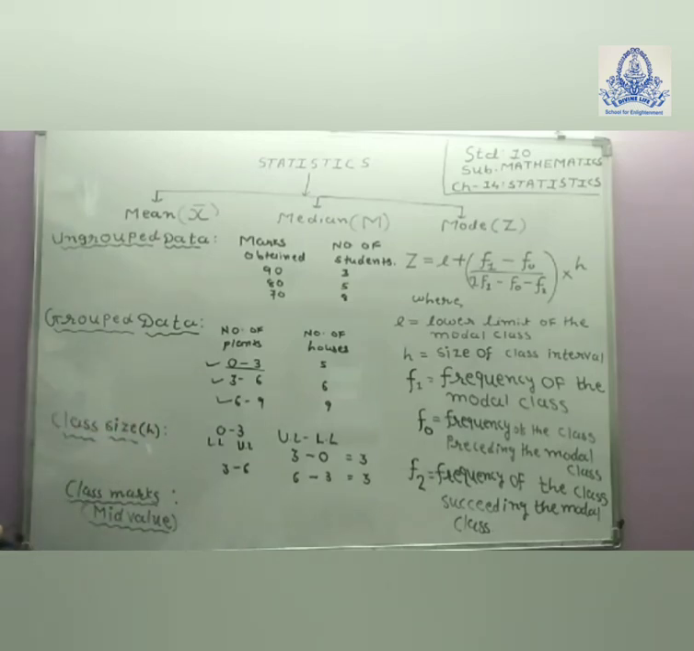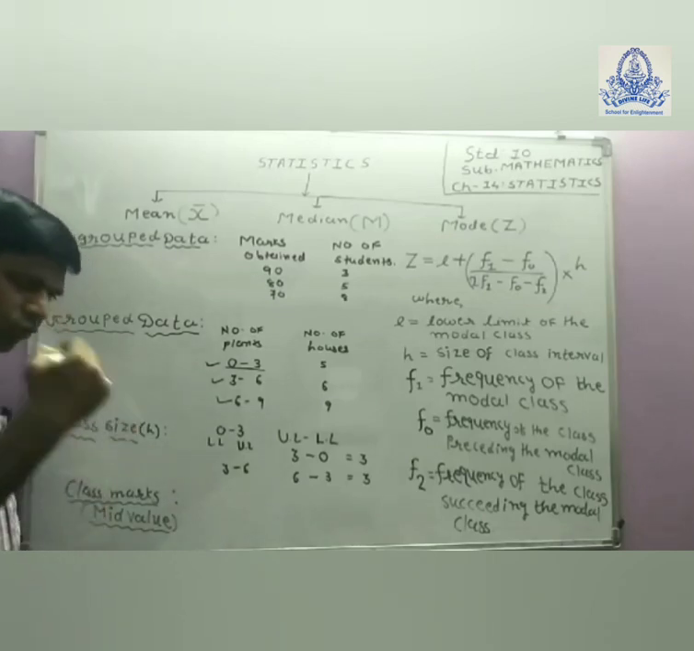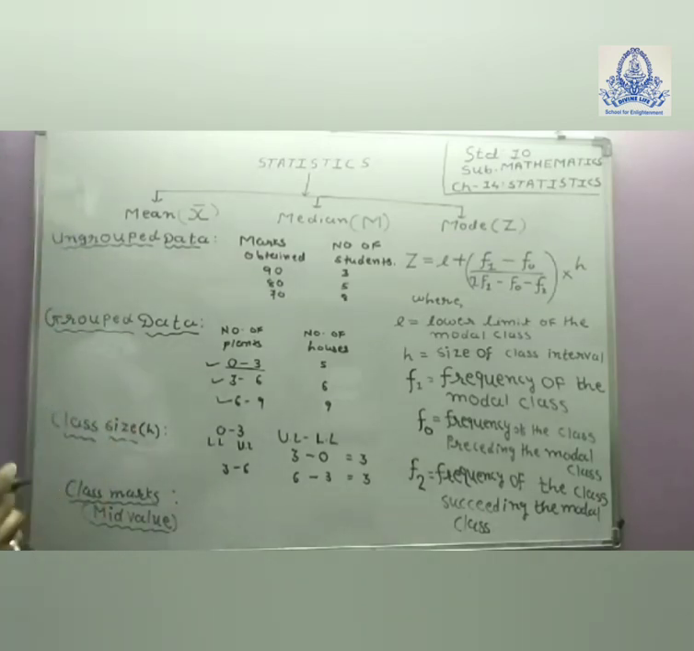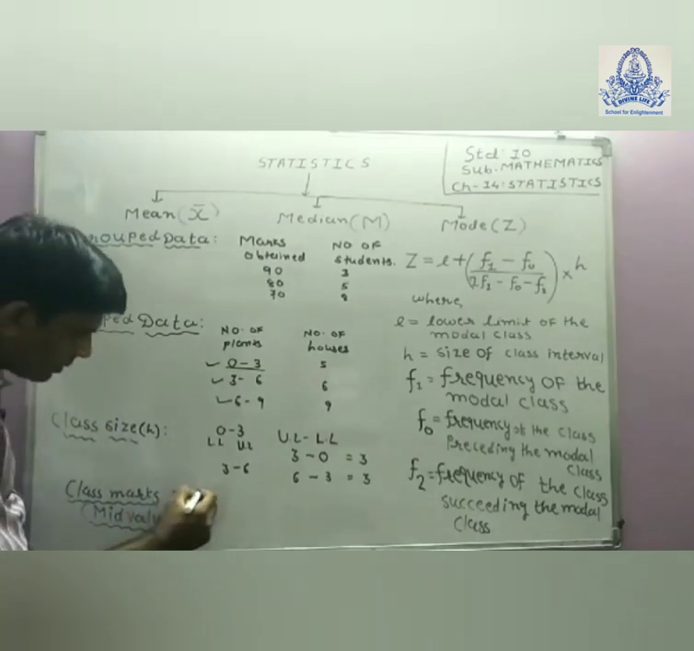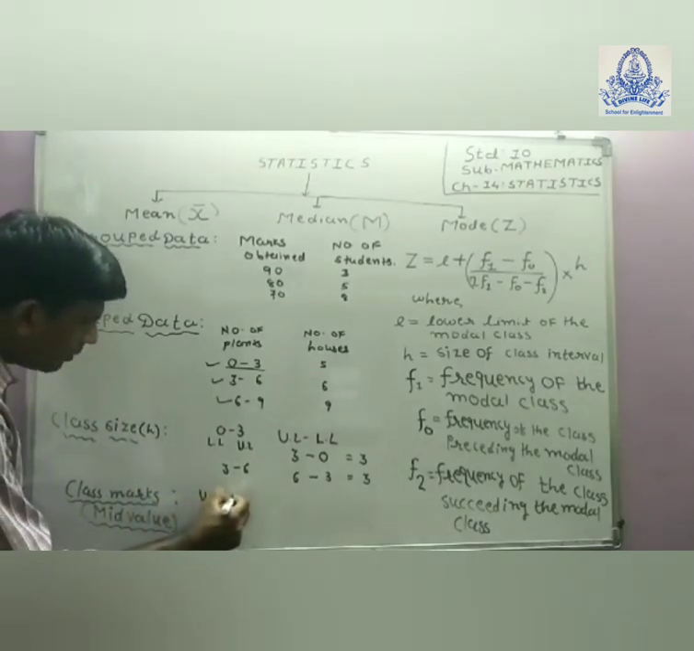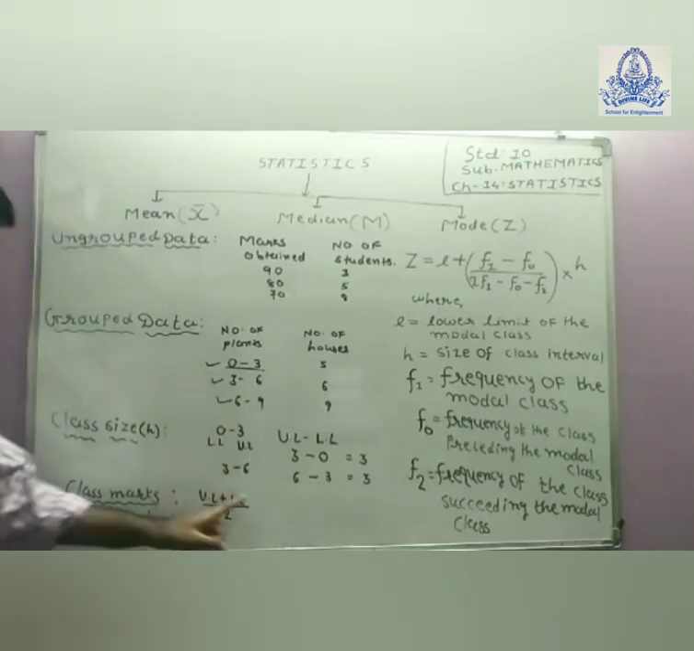And the last one is class marks or the mid value. If you want to find the class marks or mid value, the formula is upper limit plus lower limit divided by 2.